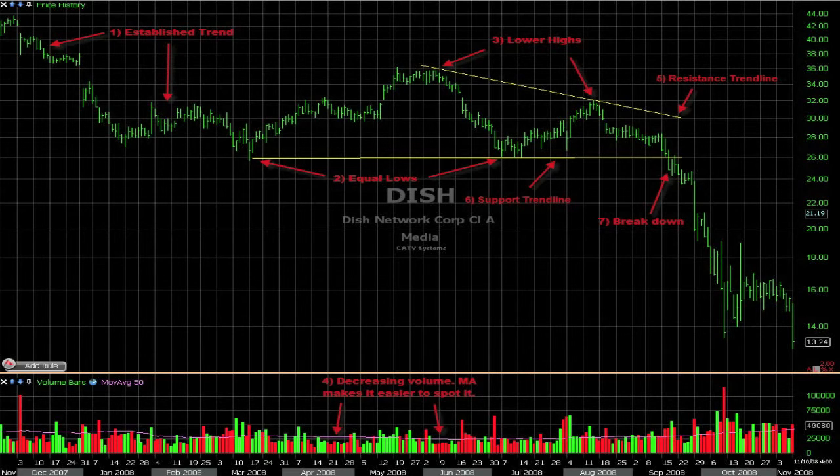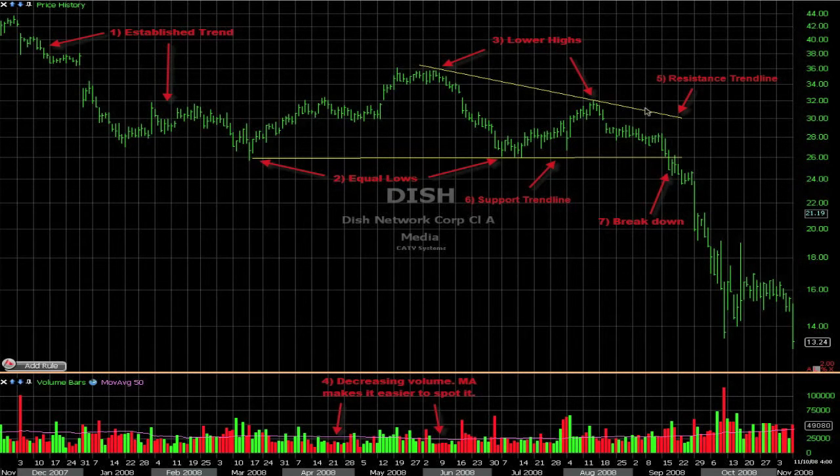Here are the requirements for the descending triangle so you know how to spot the pattern for yourself in the future. First, we need an established trend. This is because it's a continuation pattern, so it needs a prior trend to continue. Second, we need equal lows, and third, lower highs. Number 4, decreasing volume is not a must, but more often than not you will experience decreasing volume inside the descending triangle. 5, resistance trend line, and together with number 6, support trend line, these two trend lines form the descending triangle.